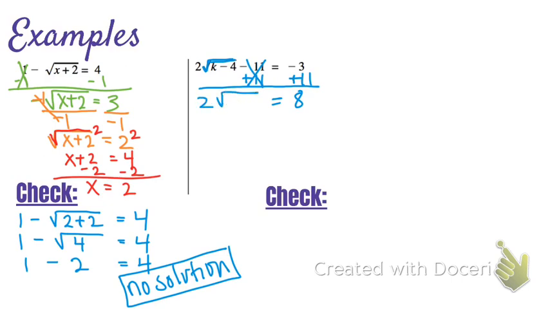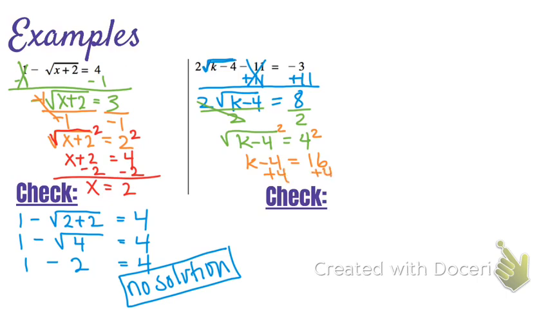And then I have 2 square root of k minus 4. Now, undoing multiplying by dividing by 2, we have square root of k minus 4 equals 4. Now undo squaring: because the square root is all by itself, I can undo that by squaring, and I get k minus 4 equals 16. And now to move the minus 4, I can just add 4, and I see that k equals 20.